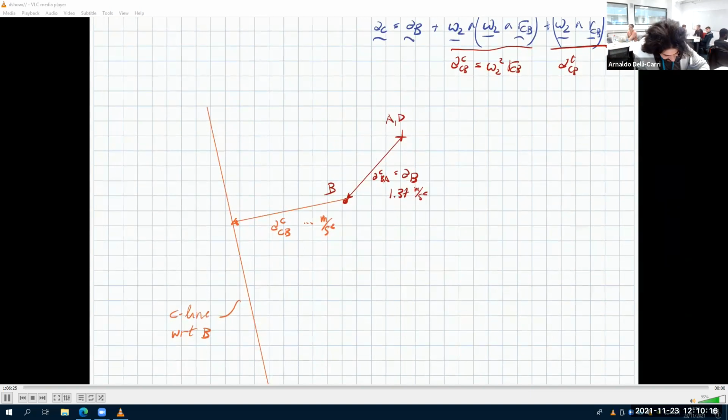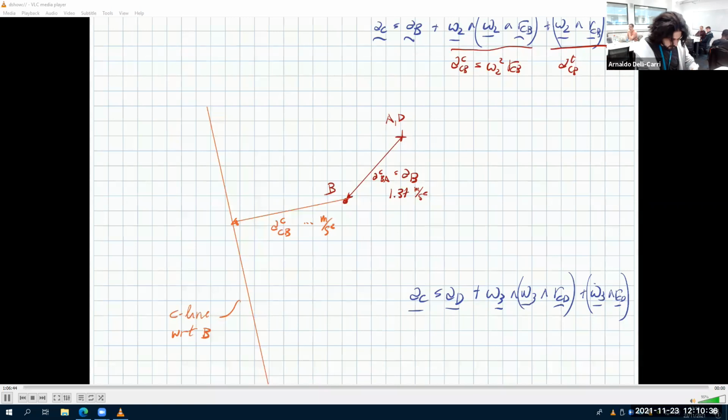So first we find the acceleration of C equals the acceleration of D plus omega 3 vector RCD plus omega 3 dot vector RCD. And again, this is 0. So this is 0. This is the acceleration centripetal CD. This is the acceleration tangential CD.